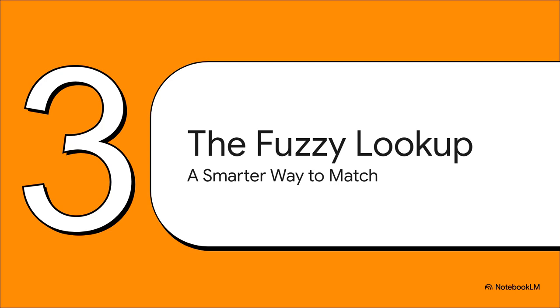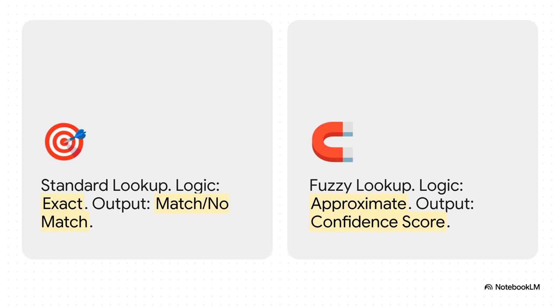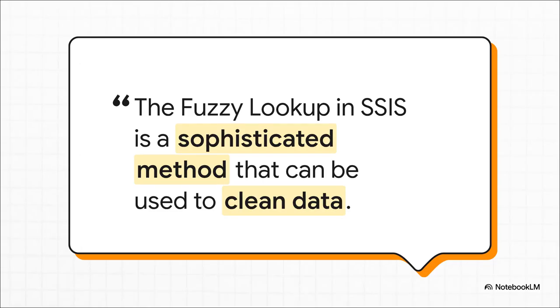So, if the standard tool can't handle the messiness of real-world data, what can? Well, this is where the hero of our explainer comes into play. It's called the fuzzy lookup transformation. And here's the difference in a nutshell. The standard lookup is rigid. It demands clean data, it looks for an exact match, and it gives you a simple yes or no. The fuzzy lookup, on the other hand, is flexible. It's built for messy data, it looks for approximate matches, and it gives you something way more useful, a confidence score.